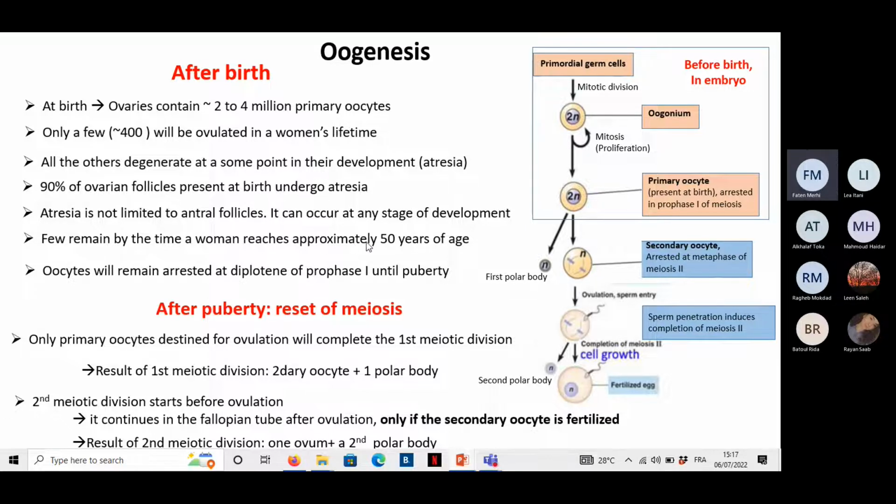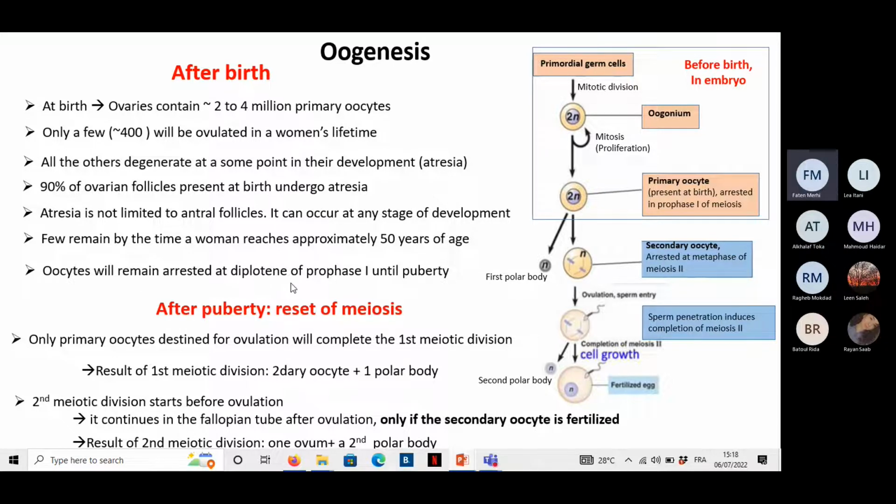By the time a woman reaches approximately 50 years of age, only few ovarian follicles will remain. And that's why the female will reach menopause, which is the age at which they will not have any more ovarian follicles to be ovulated. All of them will be degenerated. So this pool of primary oocytes they had at birth, by the age of menopause, either they will be ovulated or they will die. So by menopause, they won't have any more ovulation.